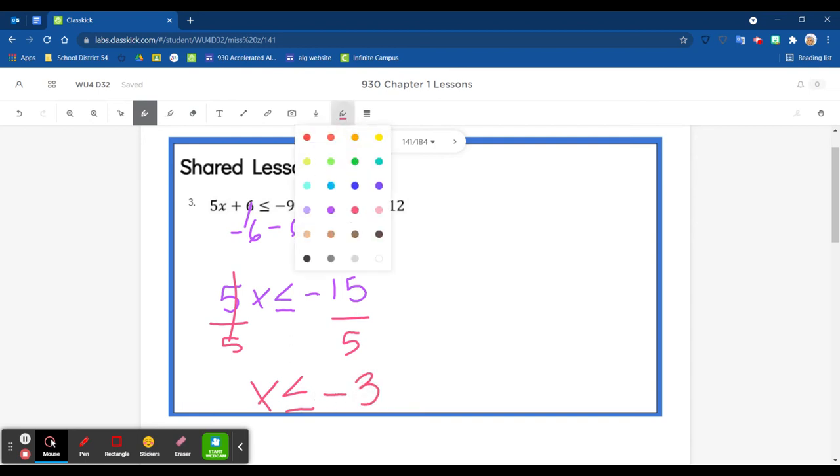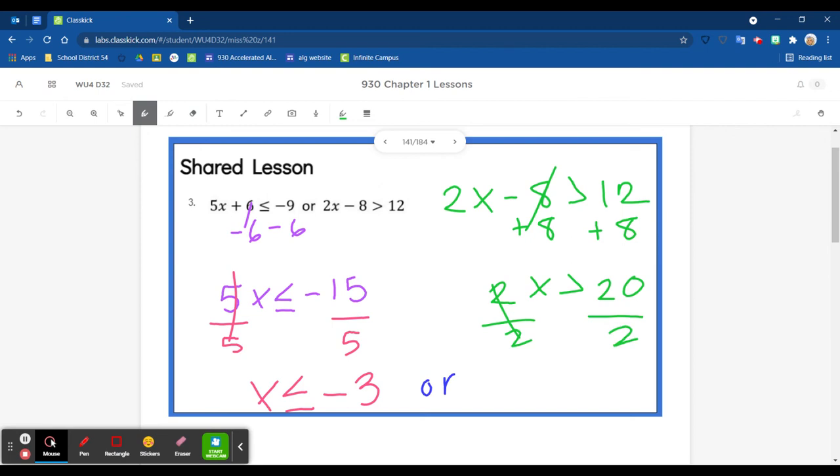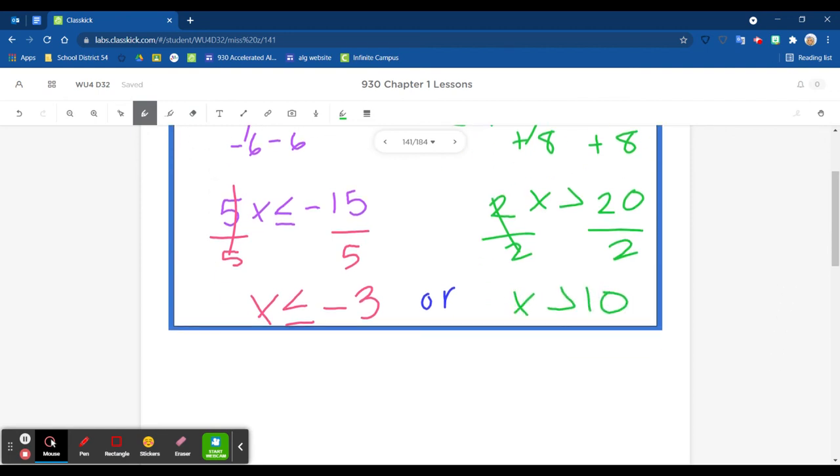So that's 1. Then I have my or, right? And on the other side of the or, I have 2x minus 8 is greater than 12. My first step would be add 8. So now I have 2x is greater than 20. And I would then divide by 2. So I have x is greater than 10. So I have x is less than or equal to negative 3, or x is greater than 10.